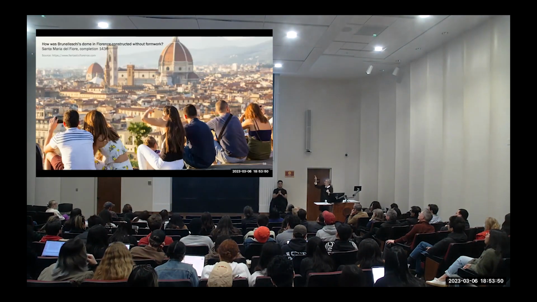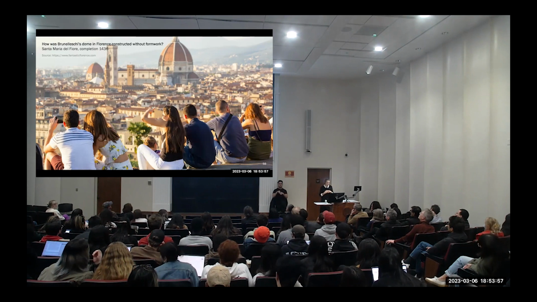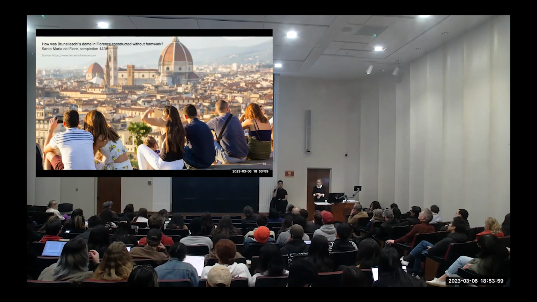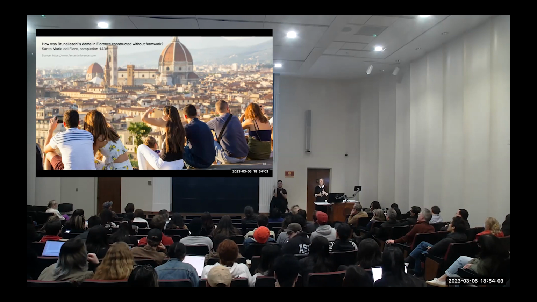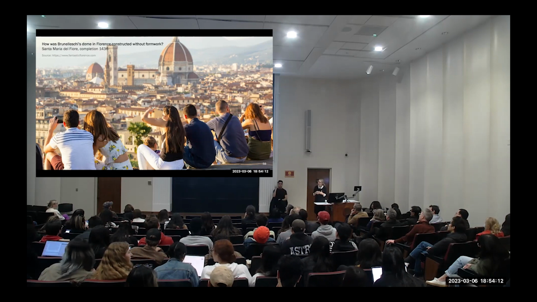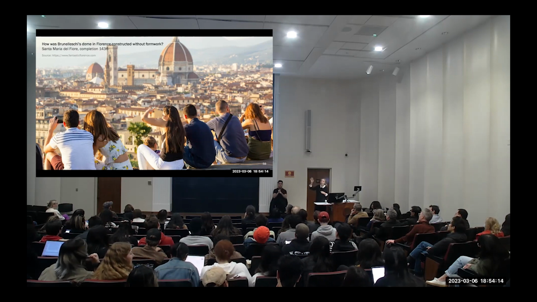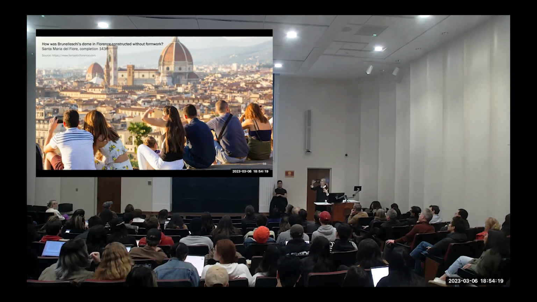I'll go back to this slide here. I talked about this dome before. This is the Santa Maria del Fiore in Florence. It was a design competition. There was a clock maker, his name is Filippo Brunelleschi. He entered and he won the competition, and he said he was going to build this without formwork, because this is in Tuscany. There would not be enough trees, or not any trees left, if they were going to cut down all the trees to build the formwork for this.